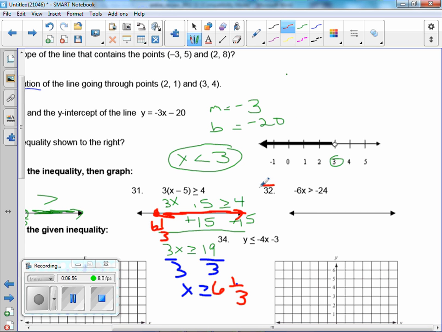Now number 32. You're going to divide both sides by -6. So two negatives make a positive. This time we're going to reverse the sign because we're dividing by a negative. It's going to be less than +4. So pick any point on the number line and put your number, open circle, and shade the way it's pointed.